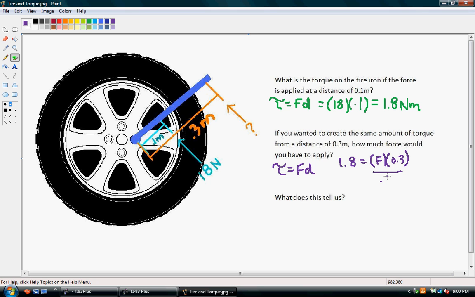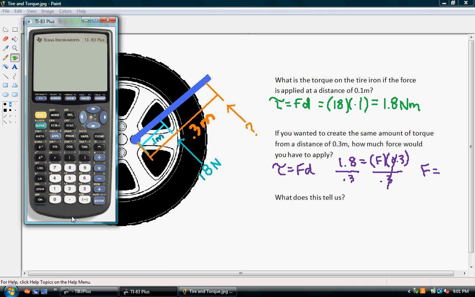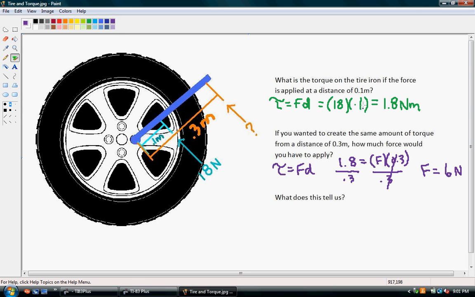So to get force by itself, we have to divide both sides by 0.3, and this cancels out. So our force is equal to 1.8 over 0.3. If we put that into our calculator, 1.8 divided by 0.3, we get 6 newtons. So if you look here, from 0.1 meters away, we had to apply 18 newtons to get 1.8 Newton meters. Now to get the same torque, 1.8 Newton meters, from 0.3 meters away, we only had to apply 6 newtons.